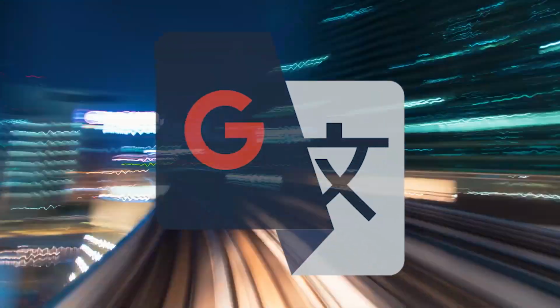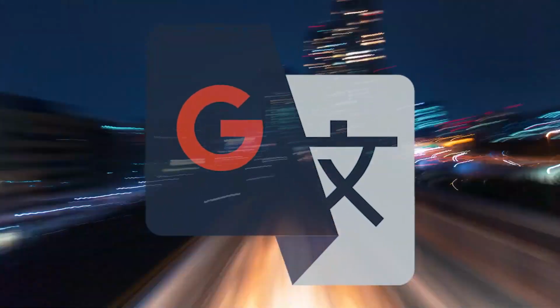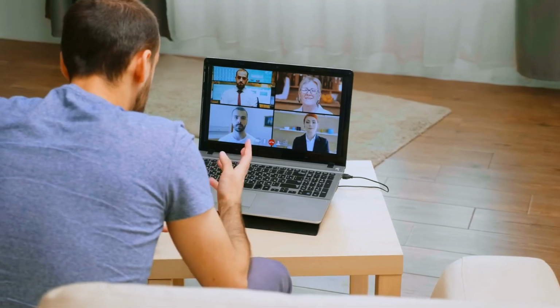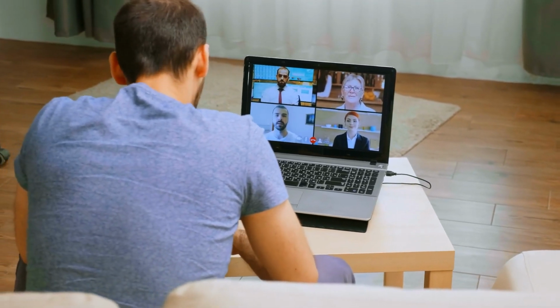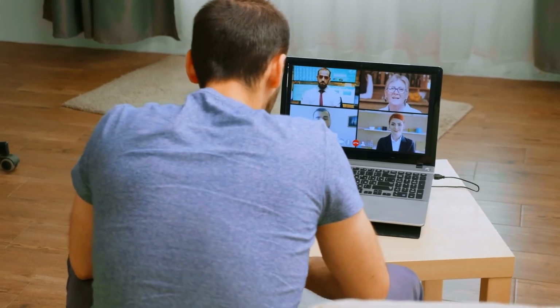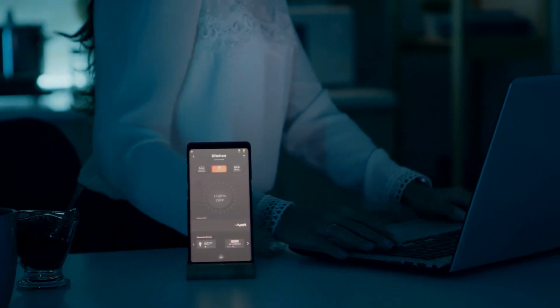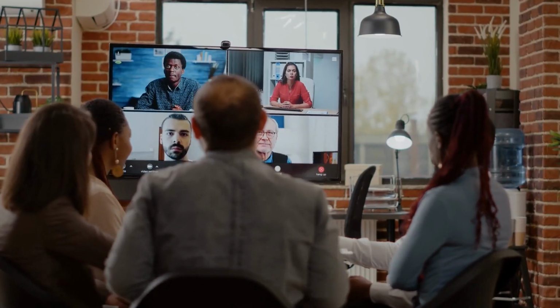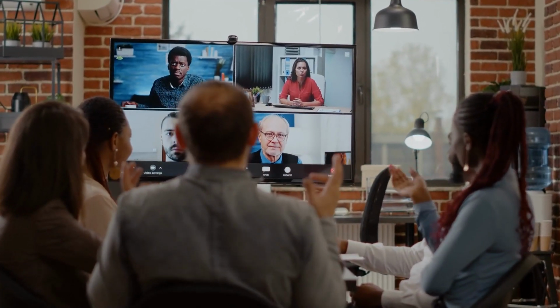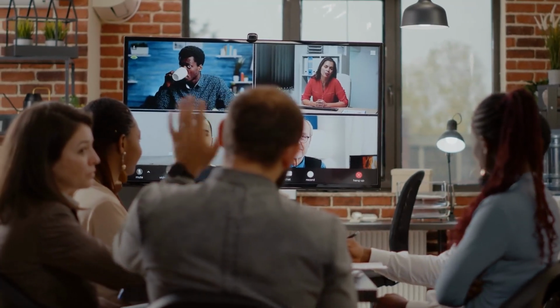In the future, we can expect to see Google's real-time translation system integrated into various products and services. For example, real-time translation features can be built into video conferencing apps, social media platforms, and everyday devices like smartphones and smart speakers. This would allow us to communicate seamlessly with people from different countries, regardless of our language skills.